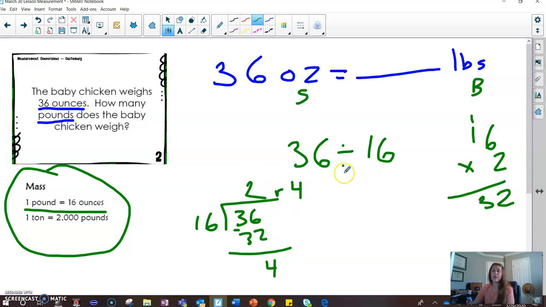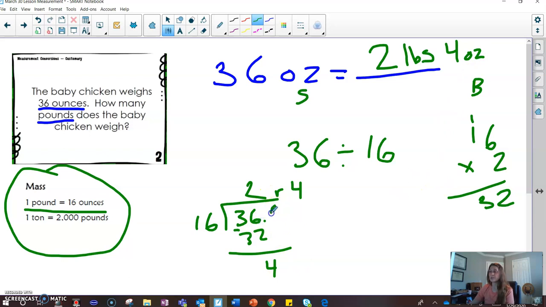Well, we know that there are 2 pounds and 4, this remaining 4. Well, what did we start with? We started with ounces. So it's 4 ounces. So I need to go over here and I need to erase where my pounds are here. And I need to write 2 pounds, 4 ounces.